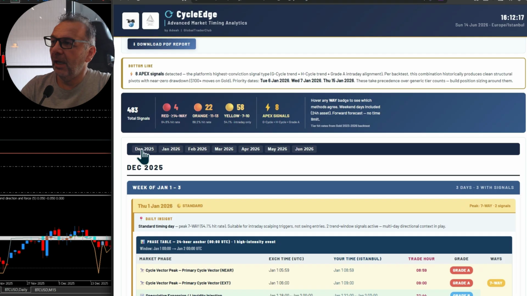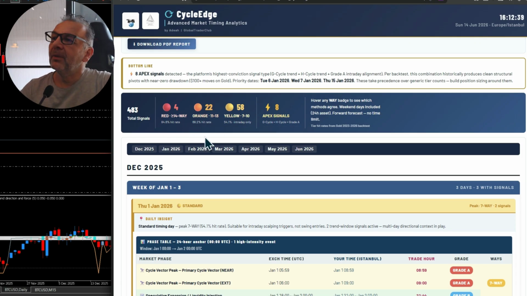Now then, it will tell you what days to look out for. If it's a red day, it's a good day. Red doesn't mean bad. It means definitely you don't want to be missing that because it's got a high percentage of winning. As you can see here, it's 84.6%. For the orange, I've got 22 days. If it's in that week, you will see it.